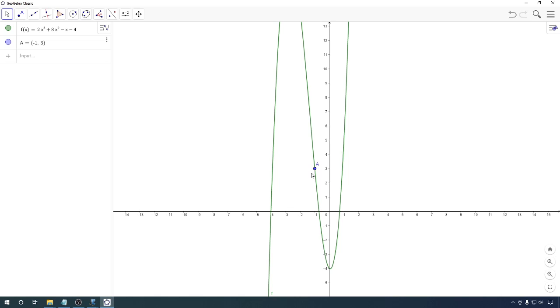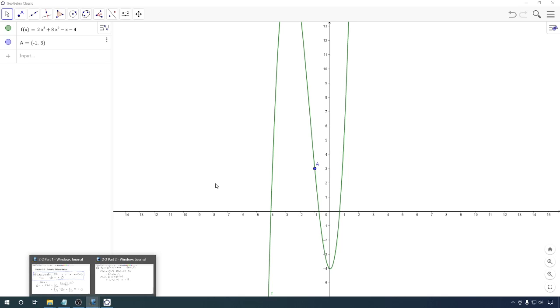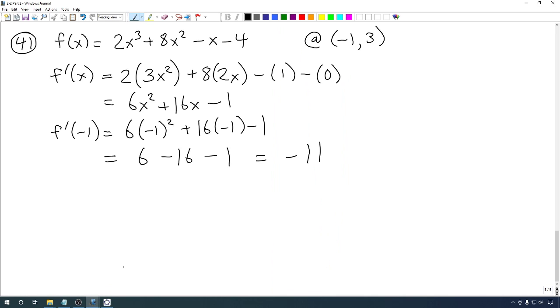And our result there was saying that the slope of our curve at this point is negative 11. Now you could try to figure out exactly if that makes any sense to you, but when we actually plot our tangent line, it'll make a lot of sense. So let's actually find the tangent line at that point. We have a point on the line, and now we have the slope.